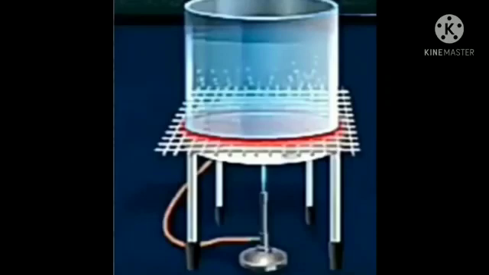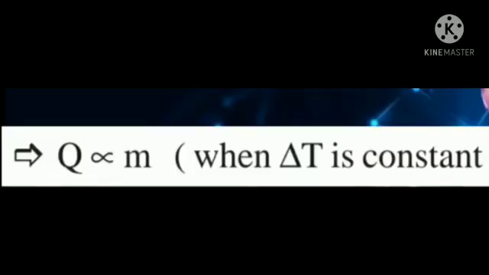To get the same change in temperature, the amount of heat absorbed by a substance is directly proportional to its mass. That means Q is directly proportional to m. Here, the change in temperature is constant. That means delta T is constant. Right.